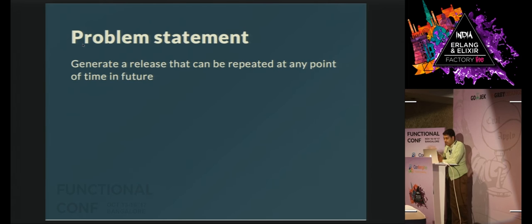And coming back to the problem statement, it's very simple. Generate a release given some Erlang code base and give some guarantee that you will be getting the exact same release at any point of time in future when you repeat it. And by the exact same release, I mean functionally identical. The problem is this is a very simple problem. People coming from other languages might be laughing at this. No, why is this difficult?